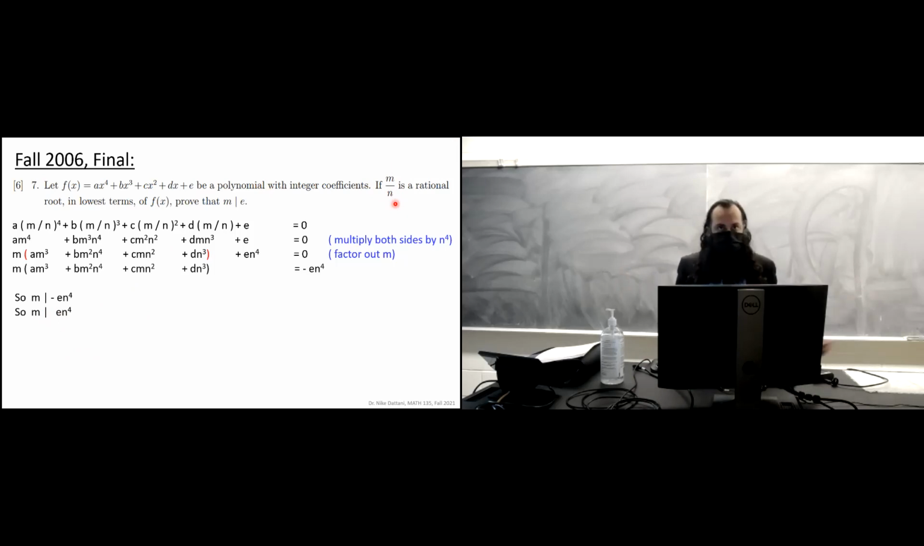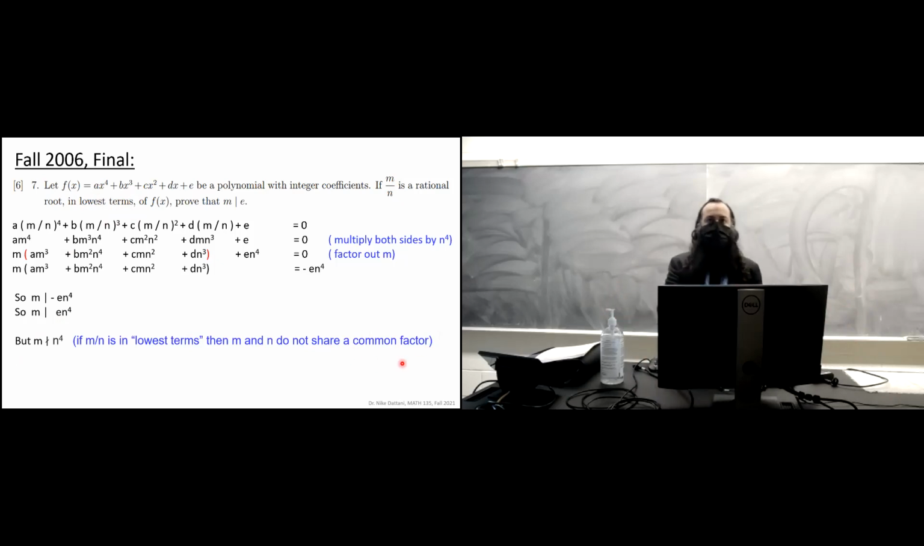Because both numerator and denominator can be divided by 4. So if m over n is in lowest terms, you've already taken out all the factors. So m and n to the 4 do not share any common factors. M and n don't share any common factors. That means m and n to the 4 don't share any common factors. Okay, but now m divides en to the 4 and m does not divide n to the 4.